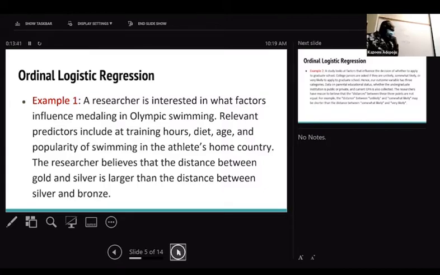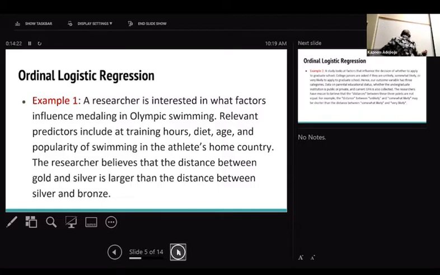But let me tell you this. If the distance between gold and silver is greater than the distance between silver and bronze, a situation where you look at the distance between two successive levels of a response and one is greater than the other, that is classified under the ordered logistic regression model. So this is one example. Okay, I'm going to give you another example now.